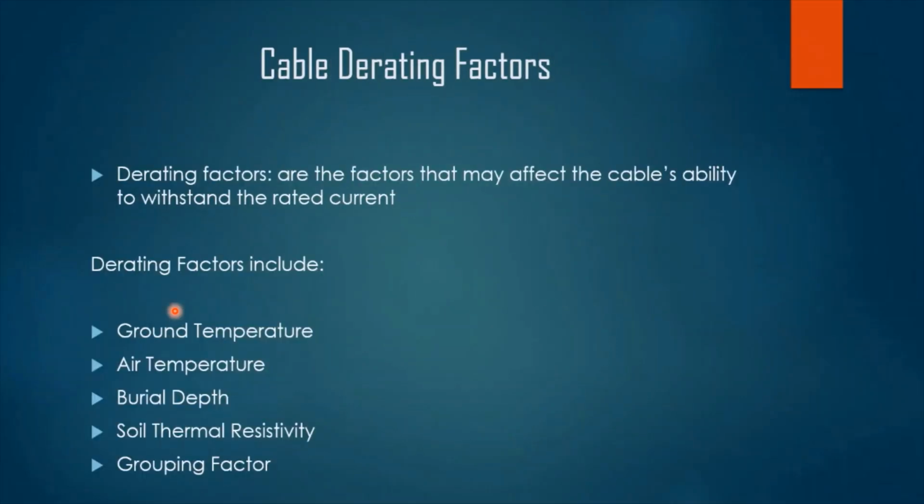I think most of us know already what is meant by load current, but let's understand more about what is meant by a derating factor or derating factors. They are the factors that may affect the cable's ability to withstand the rated current. In other words, these factors are the ambient factors that will decrease the efficiency of the selected cable. These derating factors include ground temperature, air temperature, burial depth, soil thermal resistivity, and grouping factor.